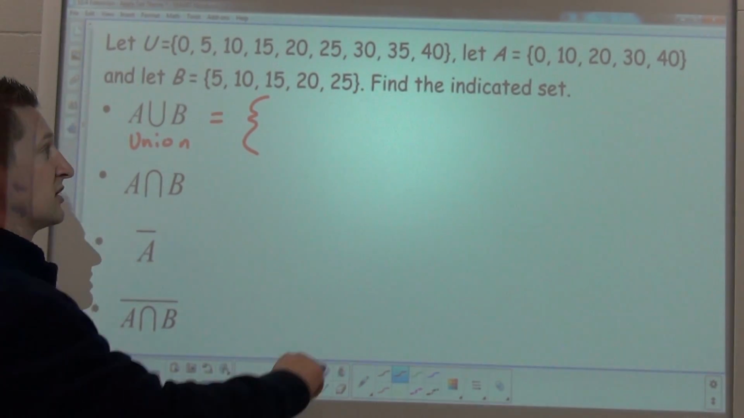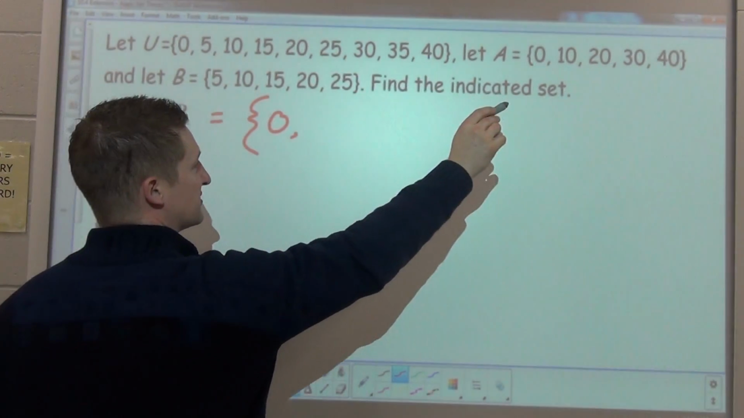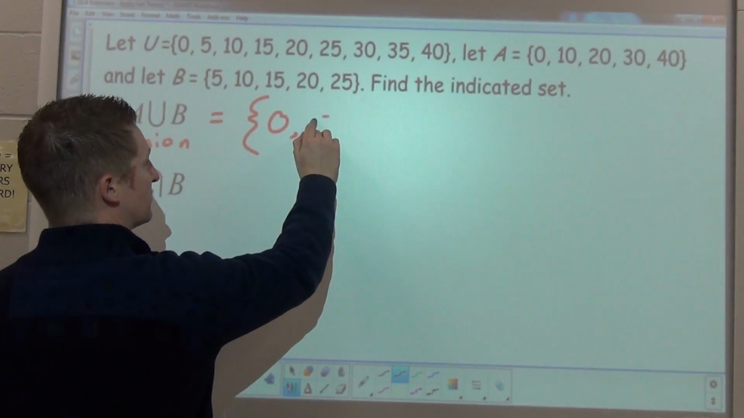So what I'm going to do is I'm going to look at set A. I see 0, okay. To put these in order, I see 0, 10. Well, I notice a 5 over here. So I'll put the 5.